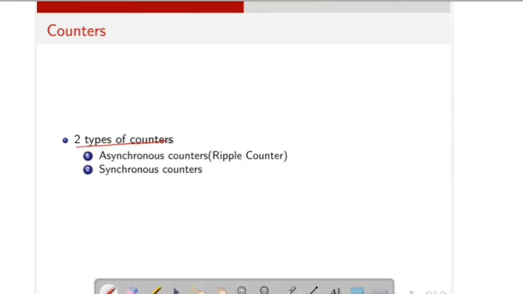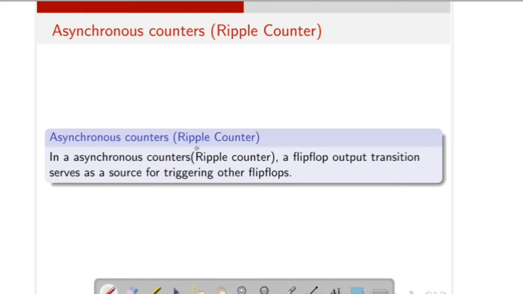There are two types of counters, asynchronous counters and synchronous counters. An asynchronous counter is also called a ripple counter. So what is an asynchronous or ripple counter? It means a flip-flop output transition serves as the source for triggering other flip-flops. That means the output of one flip-flop acts as the clock of the second flip-flop, so the second flip-flop is triggered due to the output of the first flip-flop.